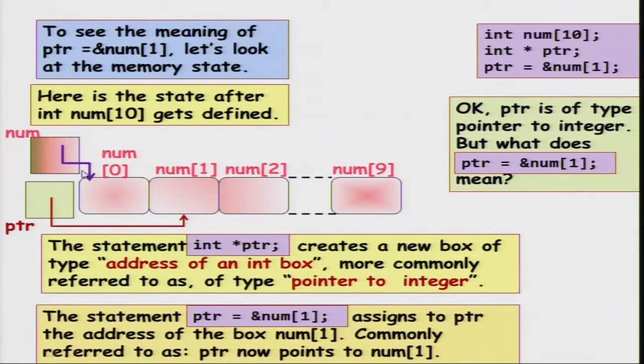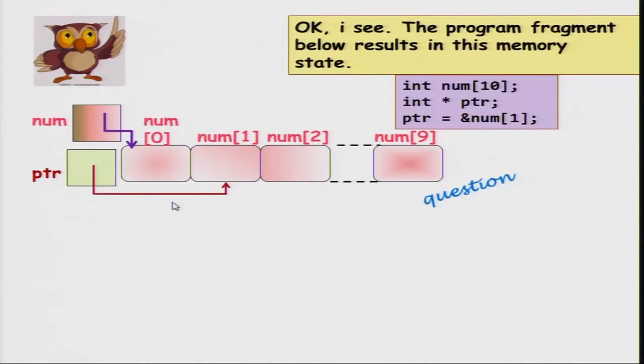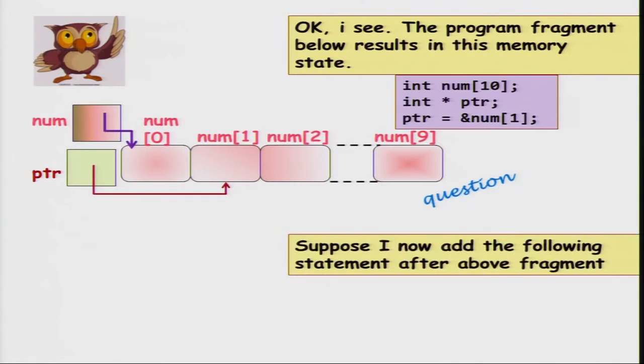num to num0, because the name of the array is a pointer to the first location of the array. Okay. The name of the array is a box which holds the address of the first location of the array. Similarly, ptr is a box which holds the address of num1. Okay. So, we say that ptr points to num1, and we denote it pictorially by an arrow. The program status is like this, state is like this.